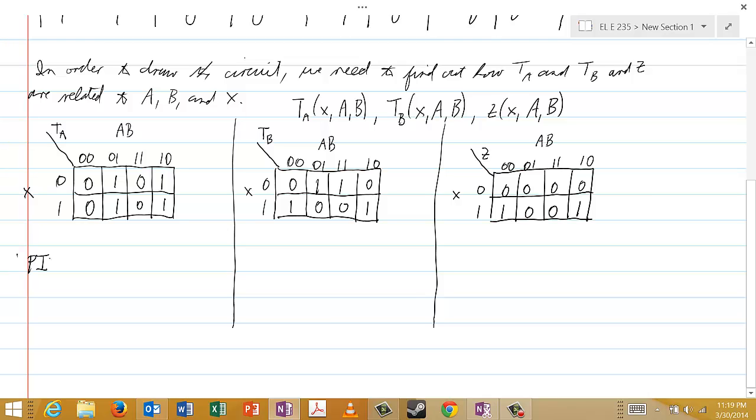For T sub A, we see that we have no rectangular groupings of 4 one cells, so then we look for rectangular groupings of 2 one cells, and we have, of course, 2 of those, this one and this one. If we look, notice that this one is A prime B, and this one is AB prime.